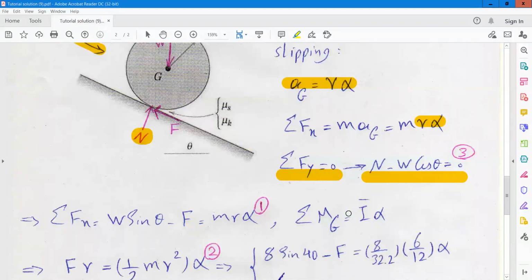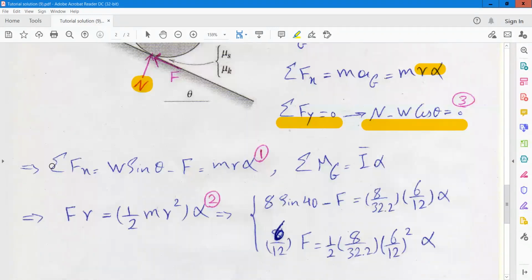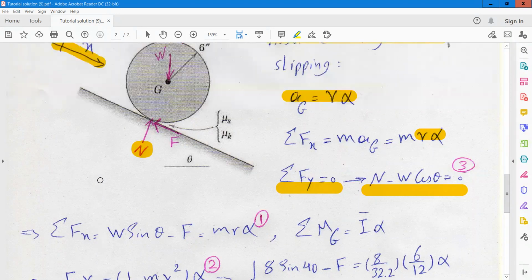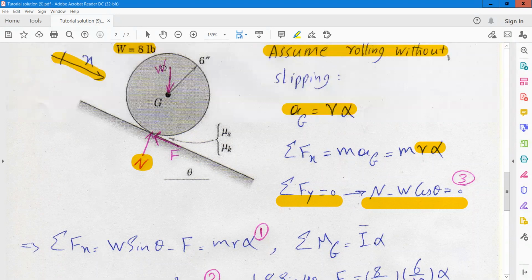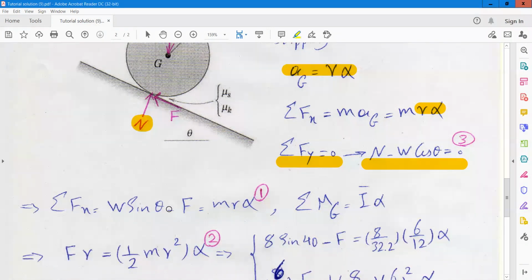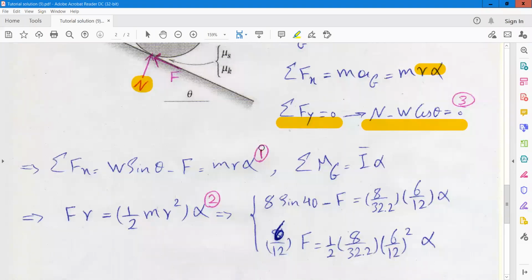Here theta is 40 degrees. So for the force in the x direction, we can write W sine theta, the x component of W, minus F, is equal to m r alpha. So here we have one equation, this one.